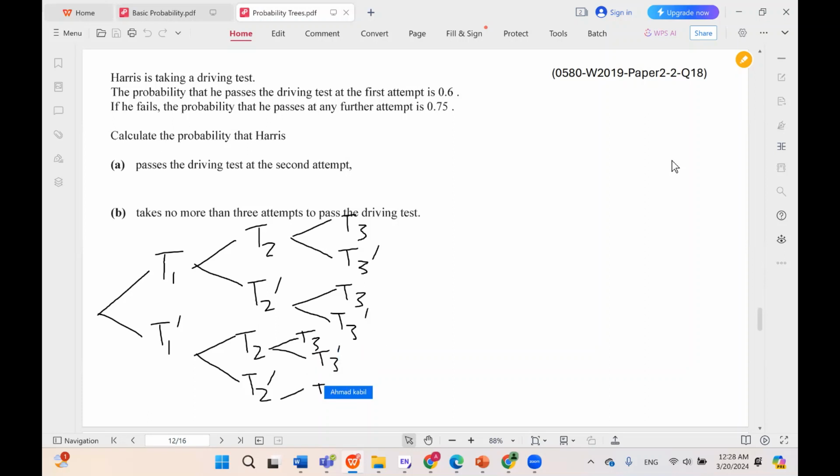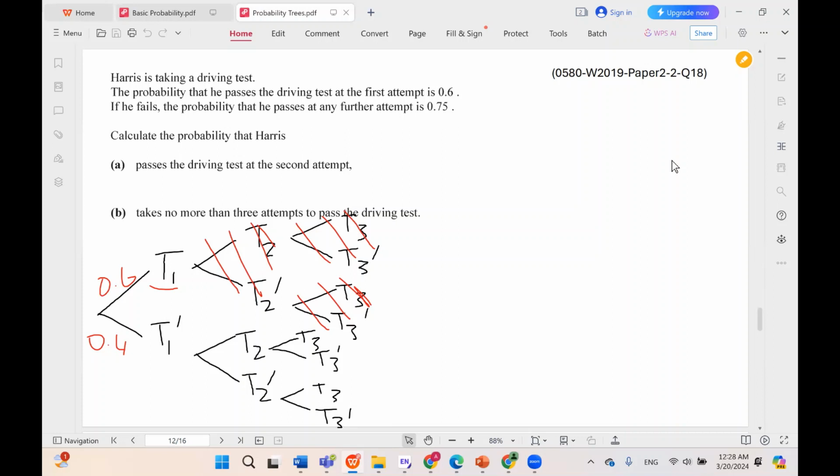It's just for your understanding. You don't really have to do this in the exam, but it's just a way to understand how this experiment works. So the probability that he passes at the first attempt is 0.6. So this is 0.6 and this is 0.4. If he fails, the probability that he passes at any further attempt is 0.75. Now, if he passes T1, there is no reason for him to take the test again. So you don't actually need this part of the tree, or this part, or this part. Because once he passes, he stops doing the experiment. So this is how this is different from a regular probability tree.